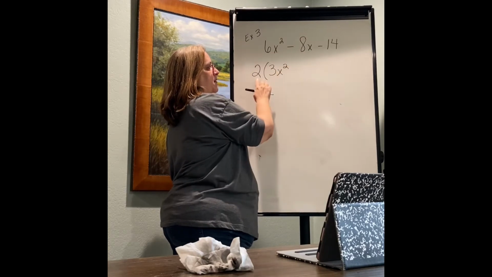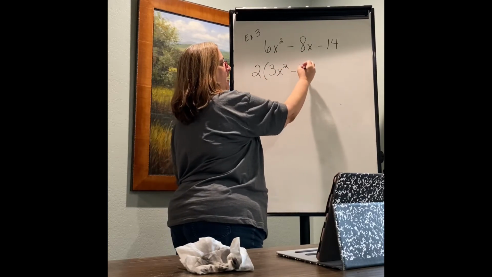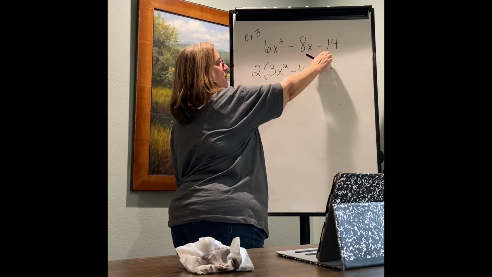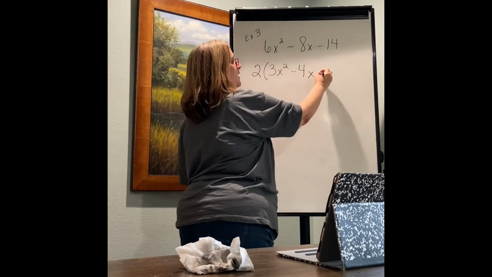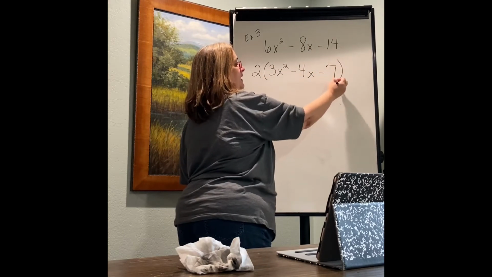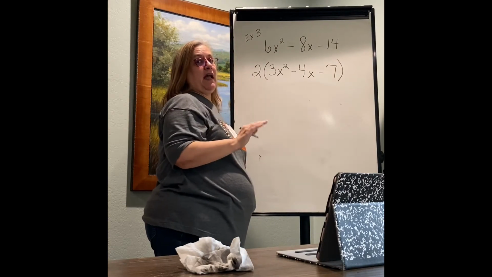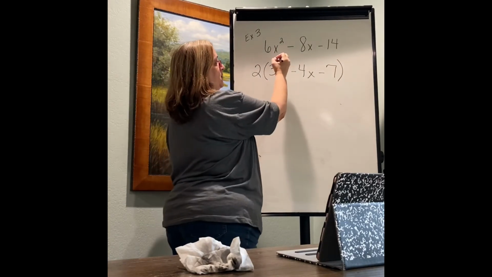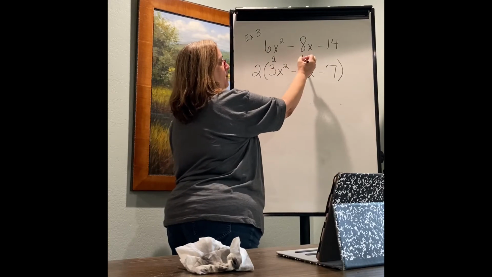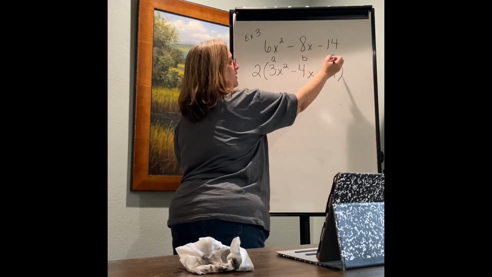Negative 8 divided by 2 is negative 4x. And negative 14 divided by 2 is negative 7. Now I have factored out my greatest common factor. Now I'm going to go ahead and label my trinomial. So this would be A, B, and C.